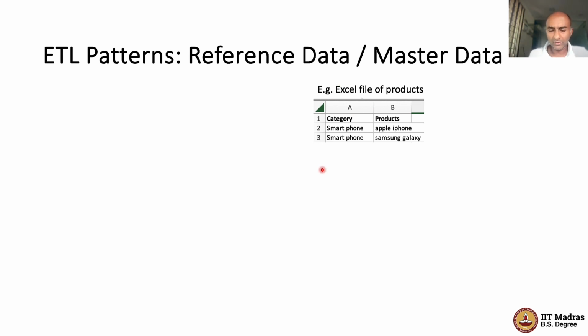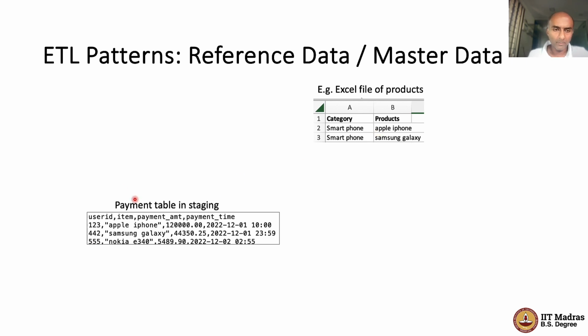So if you take a look at this simple Excel file, I'm just going to assume there are two values, one for iPhone, one for Galaxy. Notice the way I've represented it as well, right? Apple iPhone, Samsung Galaxy. They belong to this category called smartphone. I go back to that payment table I was using as an example. So 123, which was Abdul Kalam, bought an Apple iPhone. So the Apple iPhone word itself is there for a specific amount at a specific time.